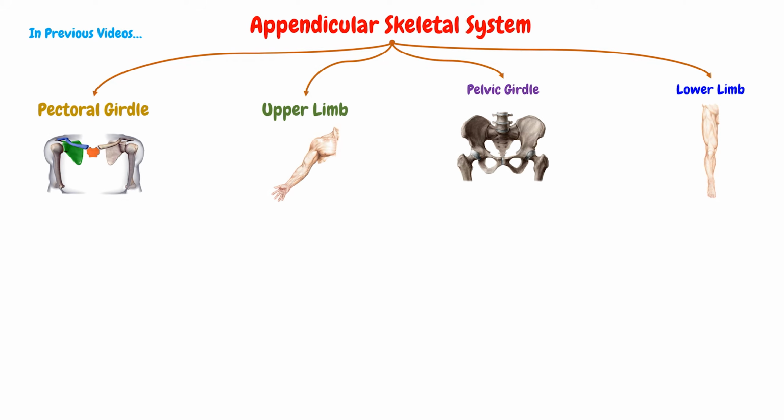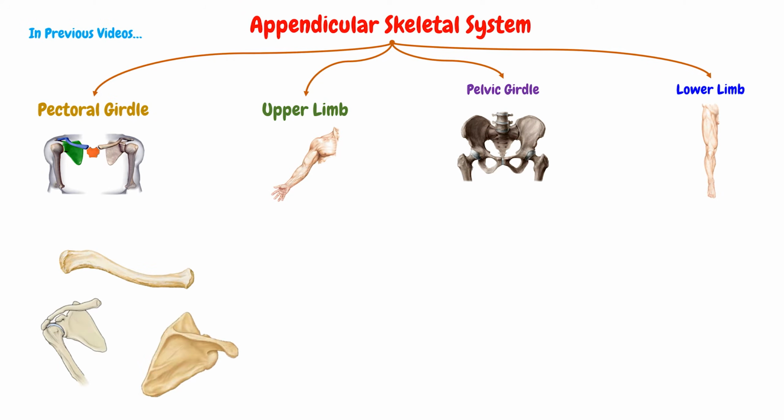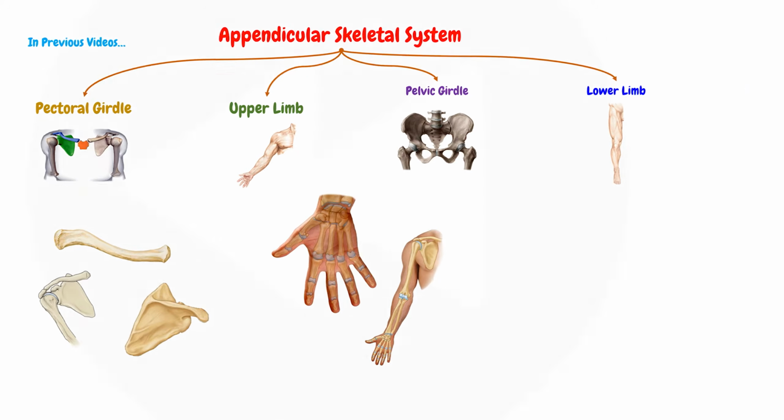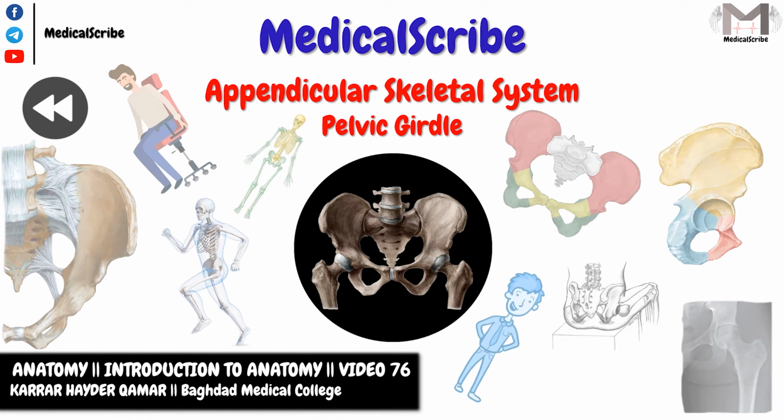In the previous videos, we talked about the appendicular skeletal system, and we explained the bones of the first and the second regions that form it, which were the pectoral girdle bones and the upper limb bones, and we understood their most important details. In today's video, we will talk about the third region bones, which are the pelvic girdle bones.